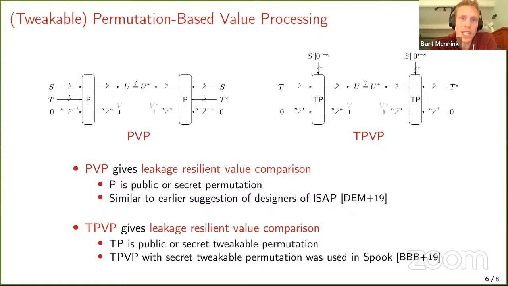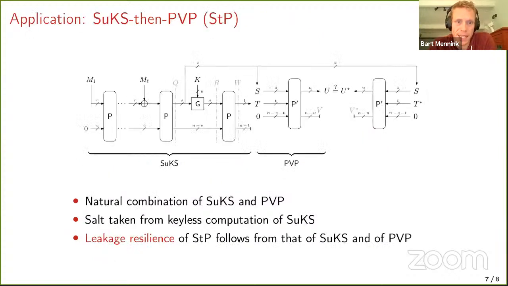So far, so good, but you can also use it in an application. And here we go back to SUX from the beginning of this presentation, where originally you would do a plain target value comparison, T versus T star. But now you glue together SUX and PVP. So we call it STP, for SUX and PVP. And the tag value is then compared with T star by permuting it first. And as salt, we take the random value that comes from the end of the keyless compression of SUX.